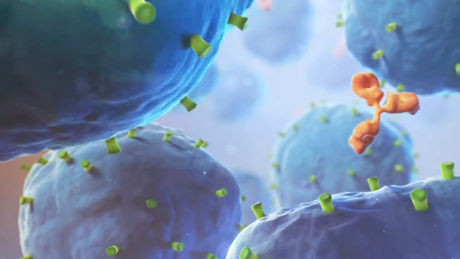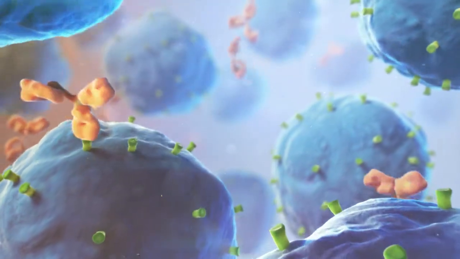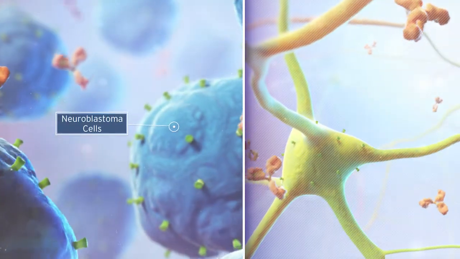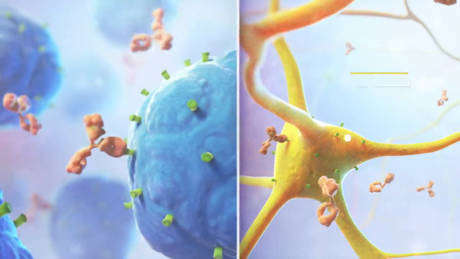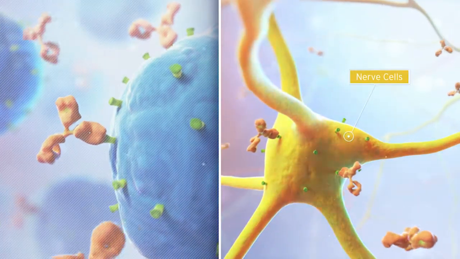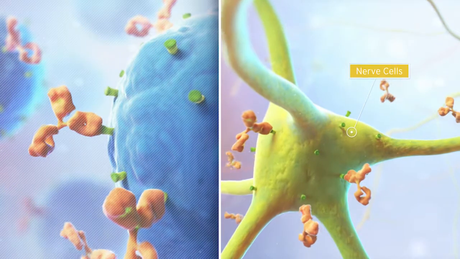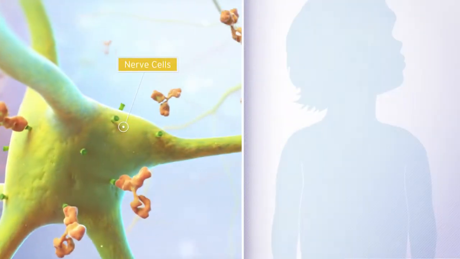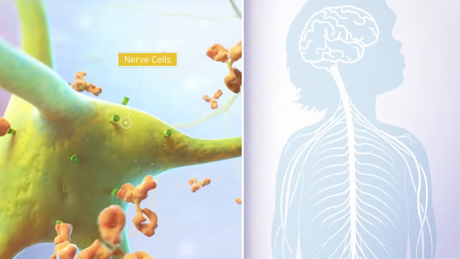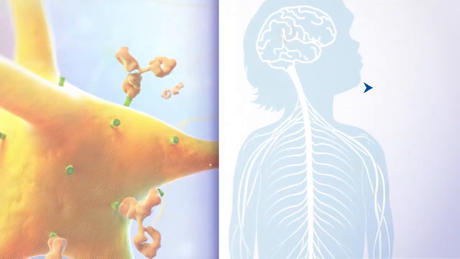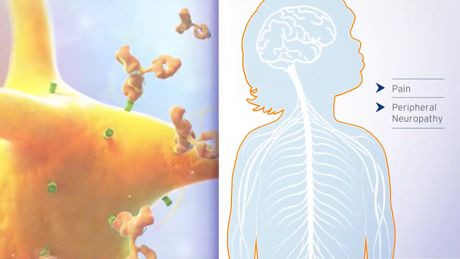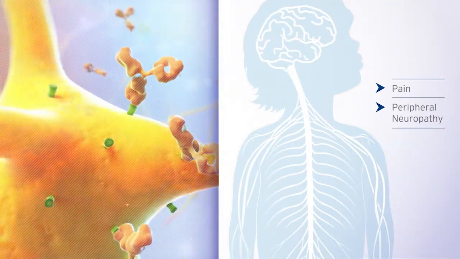It is important to understand that Unituxin also targets non-cancerous cells in the body that express GD2, specifically neurons, skin melanocytes, and peripheral pain fibers. Because the GD2 antigen is expressed on some nerve cells, the binding of Unituxin can cause pain and peripheral neuropathy in patients receiving this medication.